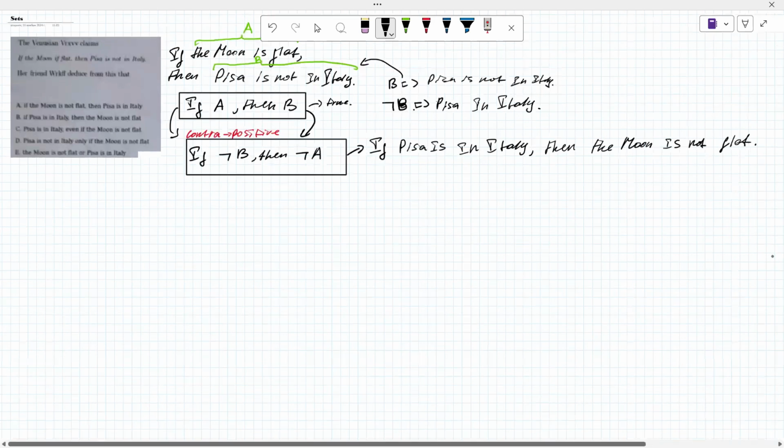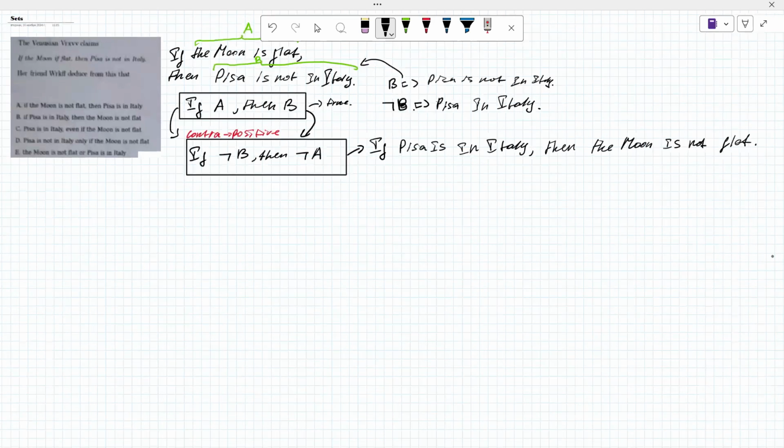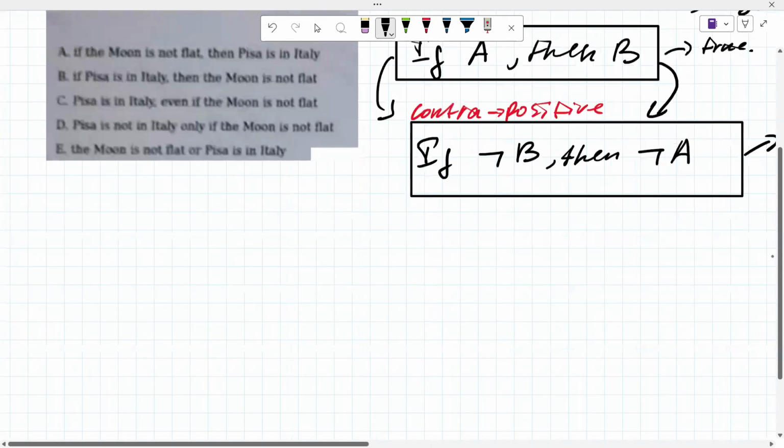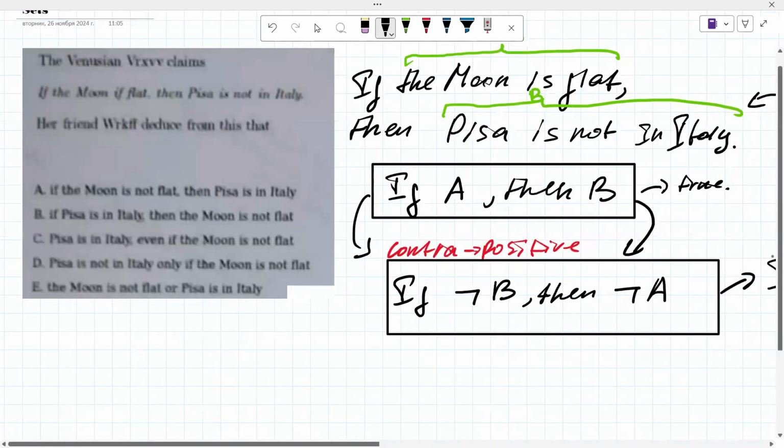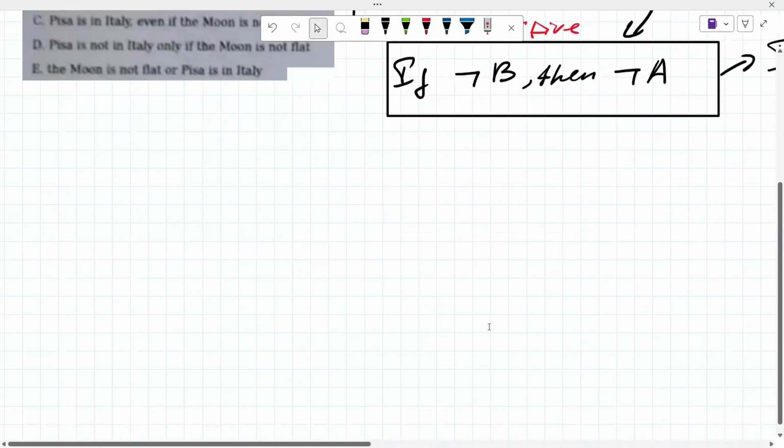Just remember, anytime you have a sentence, I suggest you shorten this sentence. How you shorten, you replace a sentence with a variable. In this case, we replace the moon is flat with A and Pisa is not in Italy with B. And then we can easily work with this conditional statement and solve further. Okay, this was the first exercise on conditional statements. Now we will see the second one.